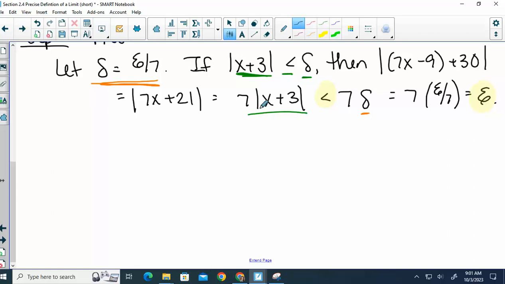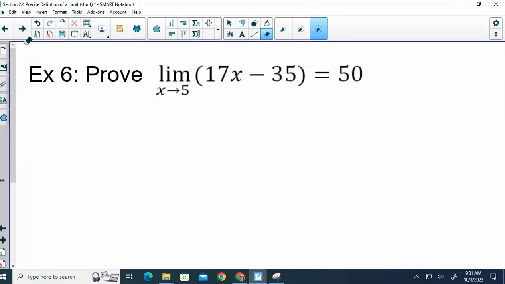Okay. I had 7 times the absolute value of x plus 3. Since I know the absolute value of x plus 3 is less than delta, if you have a 7 in front of it, you just multiply by 7 on both sides. So that has to be less than 7 delta. Other questions? One more.